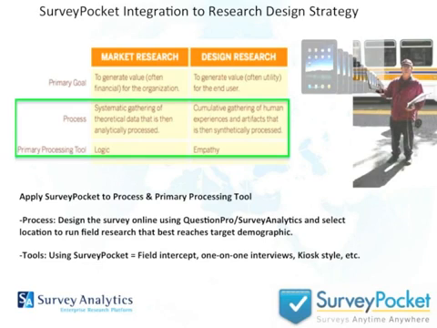In this standard market research design, you can apply the SurveyPocket app to the process and primary processing tool stage. At the process stage, you can design the survey online using Question Pro or Survey Analytics, and then select the locations to run field projects that best reaches the target audience. At the tools stage, using SurveyPocket, you can select how you want to run the project. Do you want to do it as a field intercept, as one-on-one interviews, or in kiosk style, etc.? That's really up to you. Next slide, please.